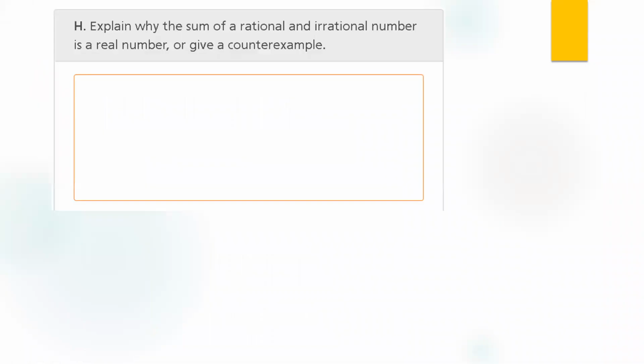Now here, this is page 8. Explain why the sum of a rational and an irrational number is a real number. Let's look at this example: 5 plus square root of 3. The answer is 5 plus square root of 3. So this is irrational.